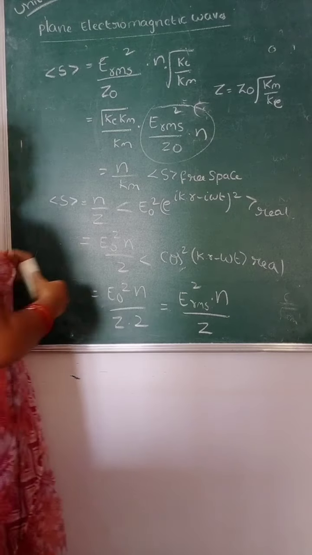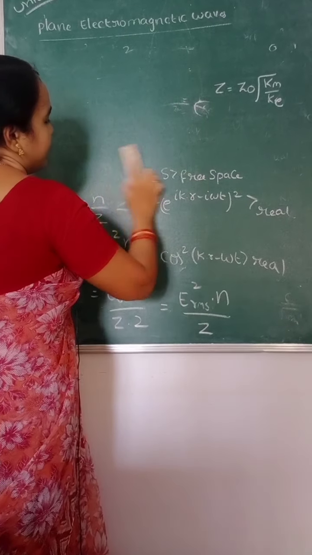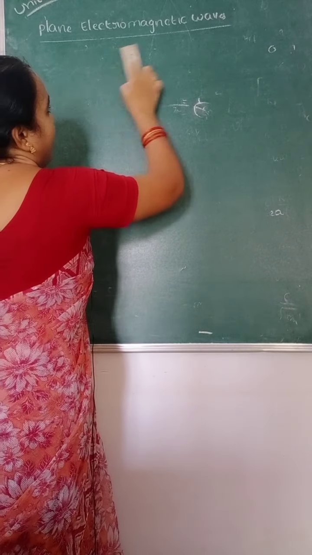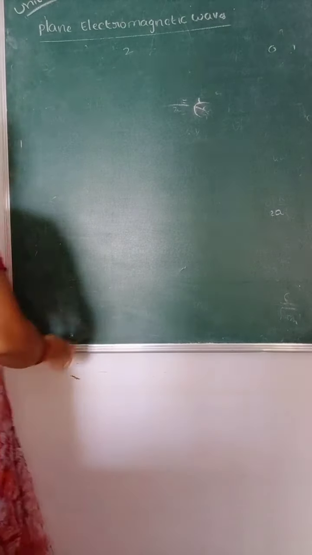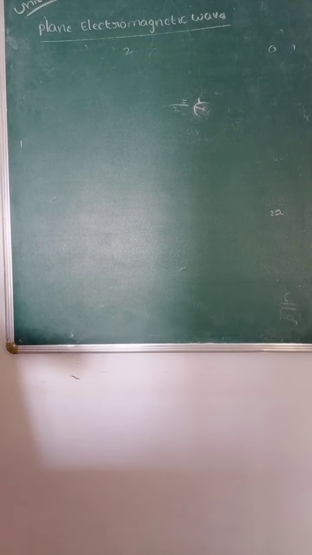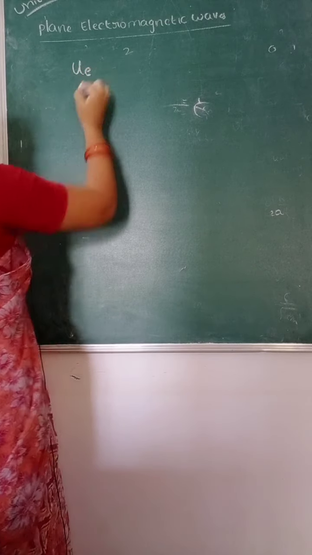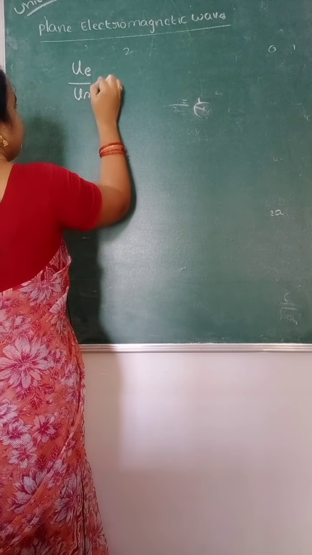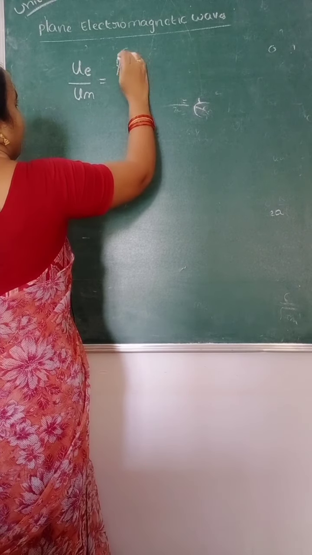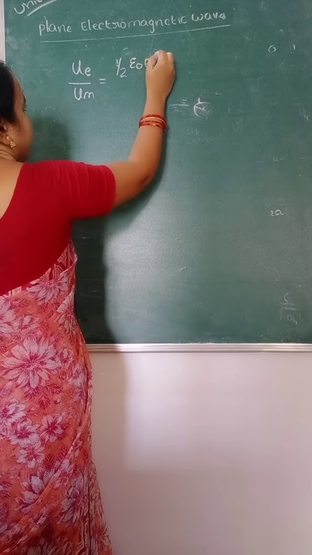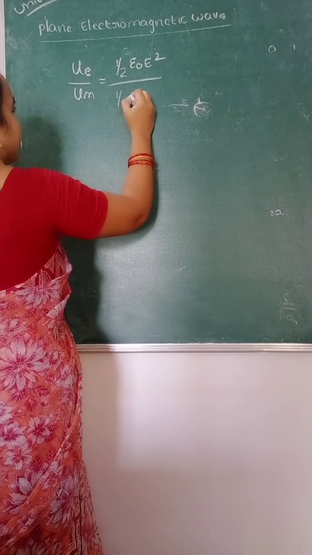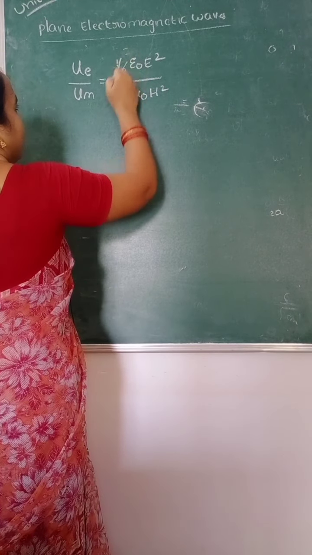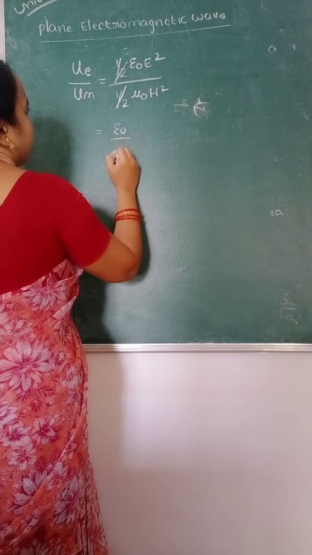And the last term we have calculated is the energy densities. What is the ratio of energy densities of a plane electromagnetic wave in isotropic medium? The ratio of electrostatic energy density and magnetostatic energy density. Electrostatic energy density is 1 by 2 epsilon naught E square, divided by magnetostatic energy density, 1 by 2 mu naught H square. 1 by 2 gets cancelled.